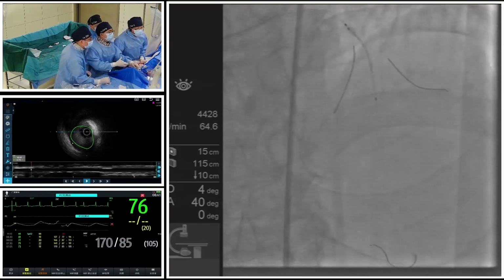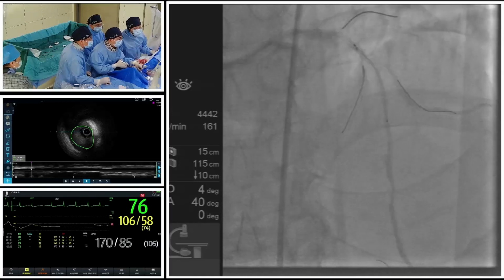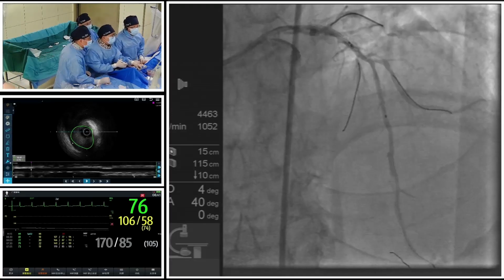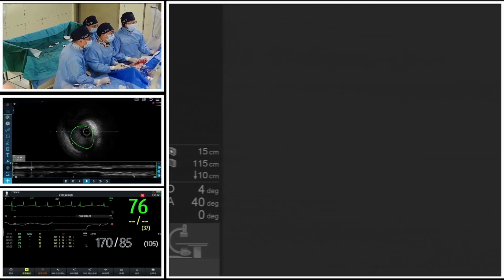Yes, a little bit further, maybe. Okay. 1.5 millimeter, I think. Okay. Yes. I think here is okay enough. How about the jailed balloon a little bit further?